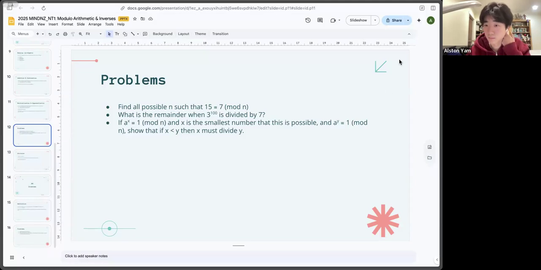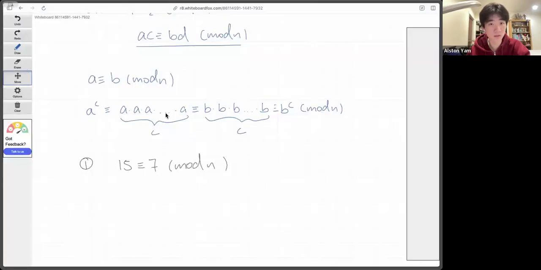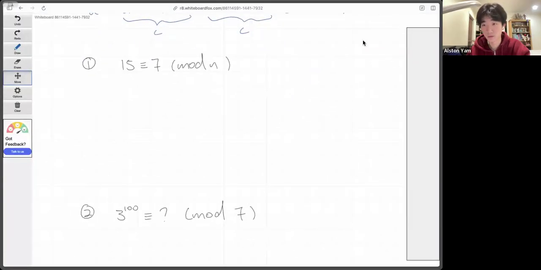Okay, I think it's about time. I've given a little extra time because of that little typo. But okay, let's go back to our whiteboard. I've just copied the questions down here. Our first exercise is that we want to find every integer n such that 15 and 7 leave the same remainder when you divide by n. So basically, what are the possible values of n such that 15 is congruent to 7 mod n?